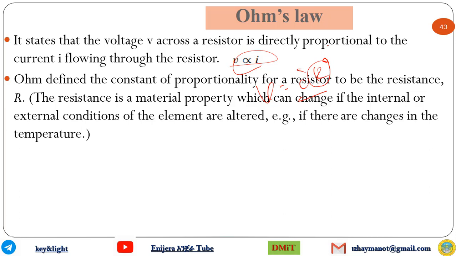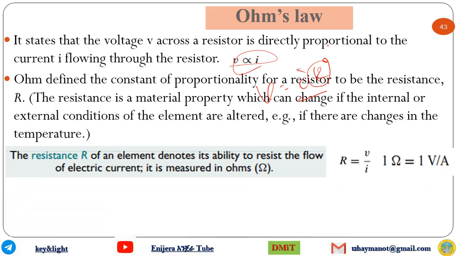So the resistance is a material property which can change if the internal or external conditions of the element are changed or altered. For example, if there is a change in temperature. It depends on external or internal characteristics or conditions. So the resistance R of an element is R equal to V over I, which is measured in ohms, and 1 ohm is equal to 1 volt over 1 ampere.